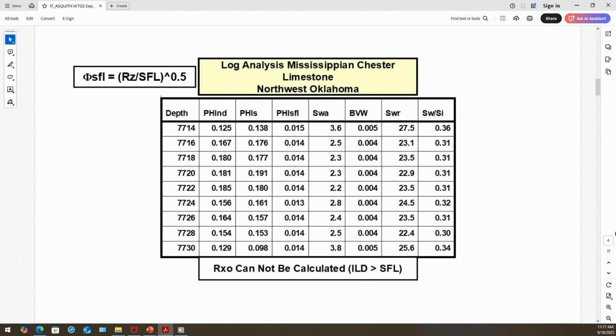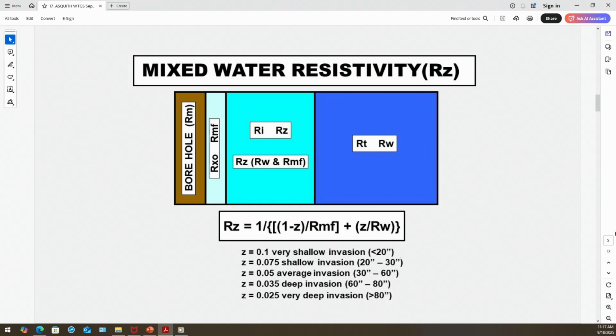And we've got resistivity porosity under 2%. This is just what we're measuring. This is how you calculate R sub Z. It's because SFL is reading outside or deeper than the flush zone.